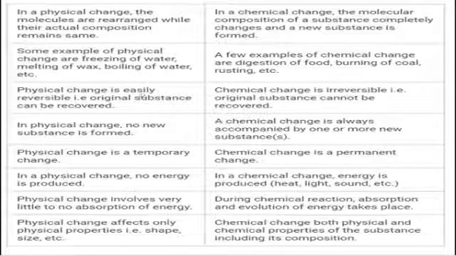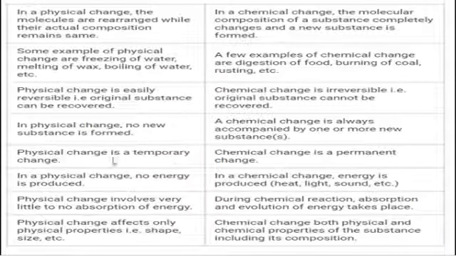A physical change is easily reversible. That is, the original substance can be recovered. A chemical change is irreversible. That is, the original substance cannot be recovered. In a physical change, no new substance is formed. A chemical change is always accompanied by one or more new substances.